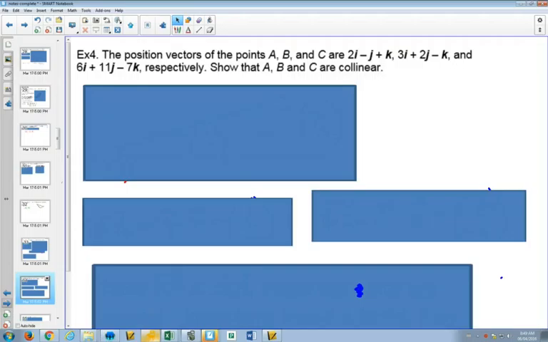So we've got 3 position vectors, A, B, and C, in 3 dimensions. And we want to show that these 3 points are all in a straight line.